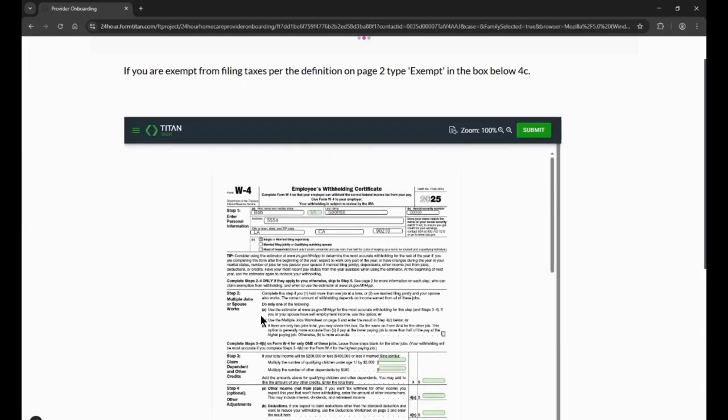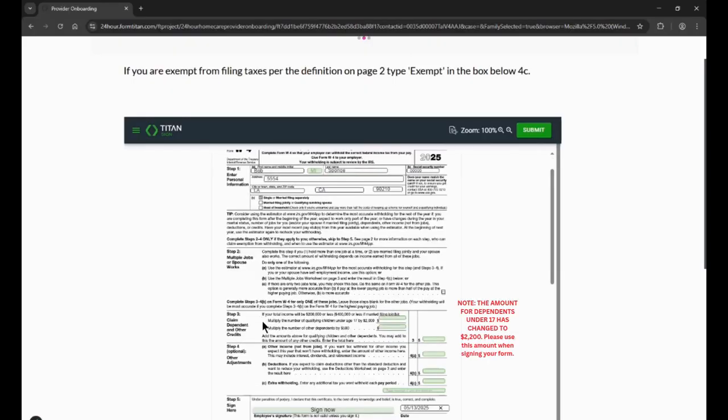Step number 2 is not required, but it is recommended to complete this step if you hold more than one job at a time or are married filing jointly and your spouse also works. For step number 3, we will be calculating dependents.